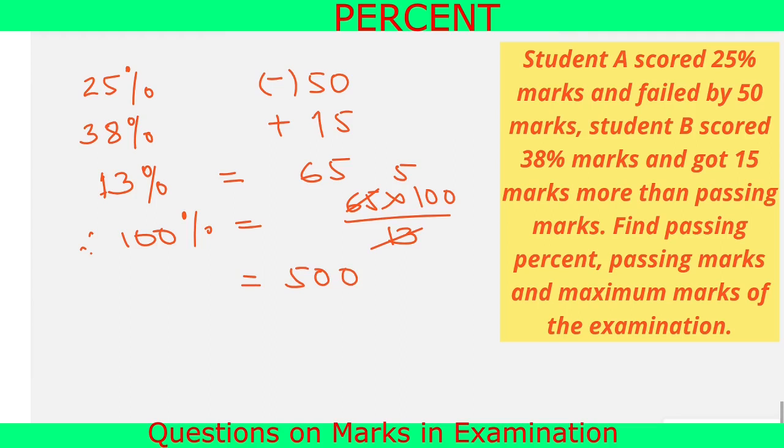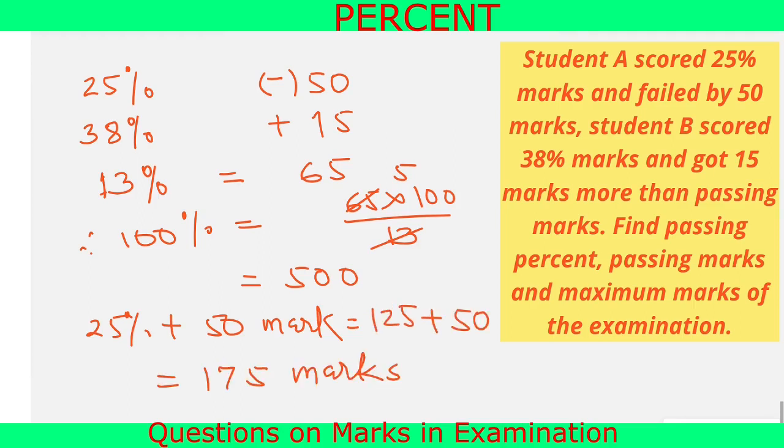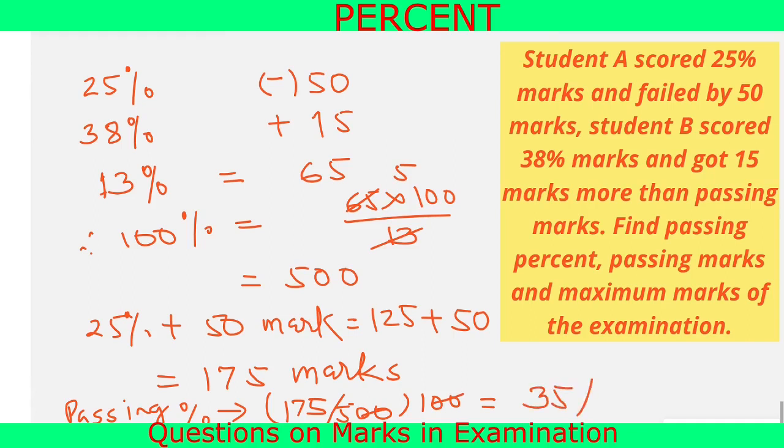Passing marks is 25% plus 50 marks. 25% of 500 is 1/4 of 500, which is 125. 125 plus 50 marks is equal to 175 marks. Now what percent is it? If we convert 175 into percent, passing percent is 175 divided by 500 multiplied by 100. The 20 cancels the 20 of the denominator, and 5 divides 175 thirty-five times. So this is 35%. Thus, total marks are 500 marks, passing marks are 175 marks, and passing percent is 35%.